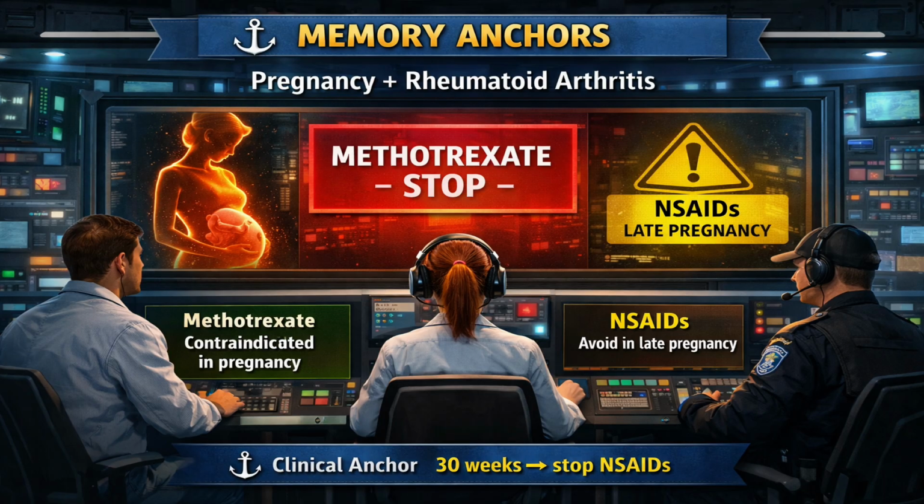Methotrexate is contraindicated in pregnancy, and NSAIDs should be stopped late in the pregnancy because they can close the ductus arteriosus. So at 30 weeks, you want to stop any NSAIDs.